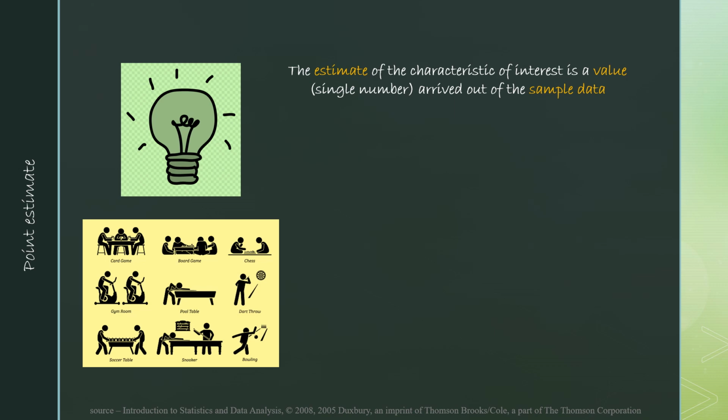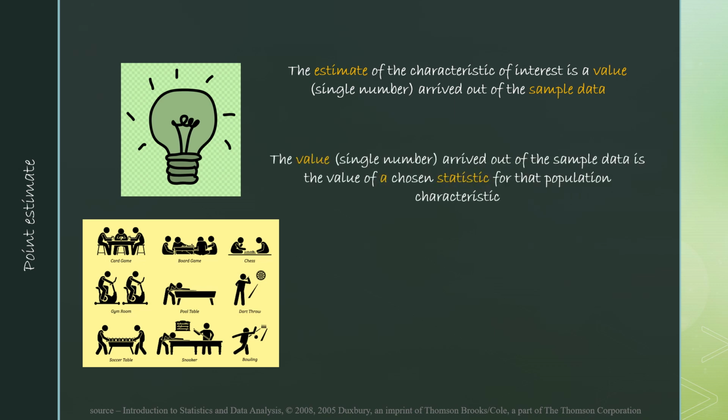The estimate of the characteristic of interest is a value, a single number, arrived out of the sample data. That single number is the value of a chosen statistic for that population characteristic. The statistic can be mean, trimmed mean, variance, standard deviation, etc.